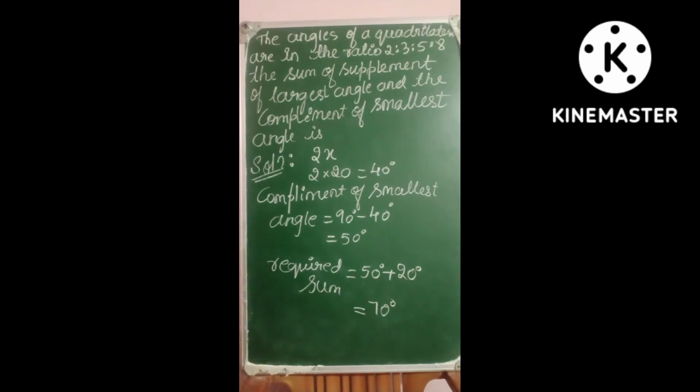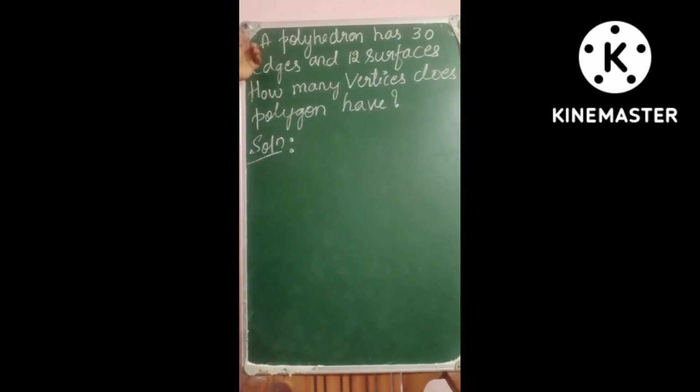Okay, we see this question in the CTET question paper. It was asked in CTET September 2016. Well, the next problem is: a polyhedron has 30 edges and 12 surfaces. How many vertices does the polyhedron have? This question was asked in CTET July 2013.